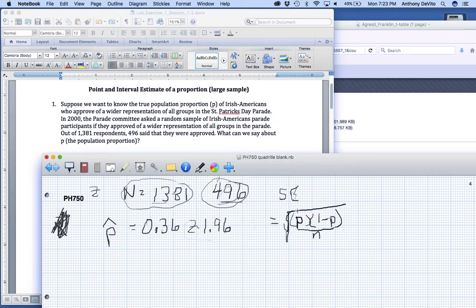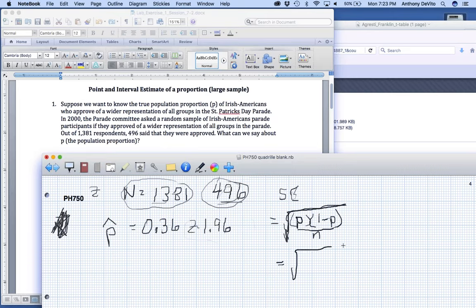Right, all of that under the square root sign. They're going to work that out first and then find the square root. Now, sometimes in some equations you'll see p times q. Q is just another way of representing 1 minus p, so don't get fooled by that.